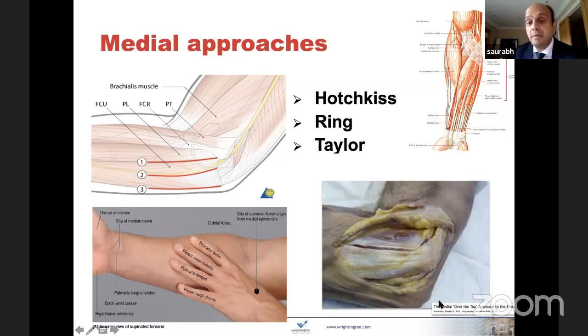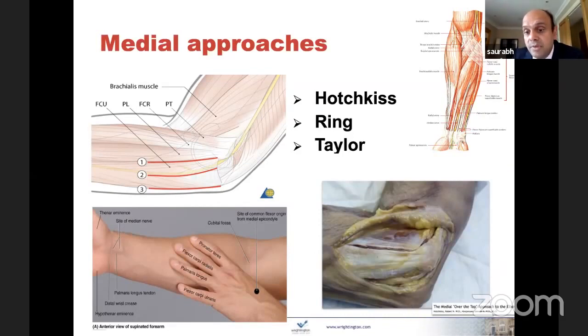Again, for exam, and before I come to that, so you can see here, this is a pure medial approach. It's not a posterior approach. But you can see if I go through this incision, that's going to be my Hotchkiss approach. If I go through, you can see ulnar nerve there, just behind the epicondyle. We have all done ulnar nerve decompression, so we know ulnar nerve is there. Through the bed is my ring approach. And if I go further down and lift all these flexor muscles in the front, that's my Taylor approach.